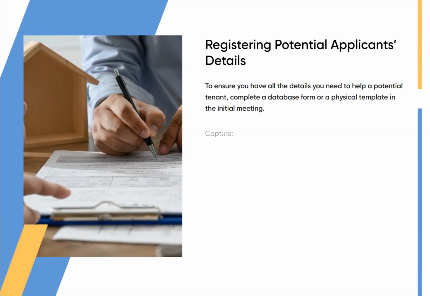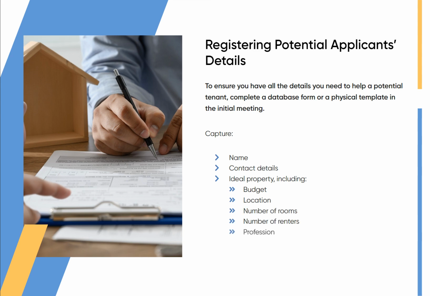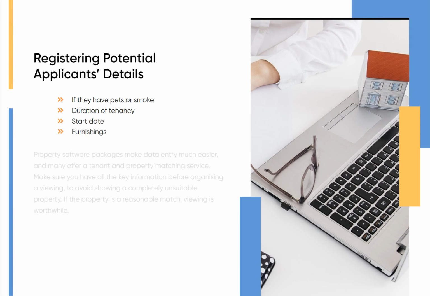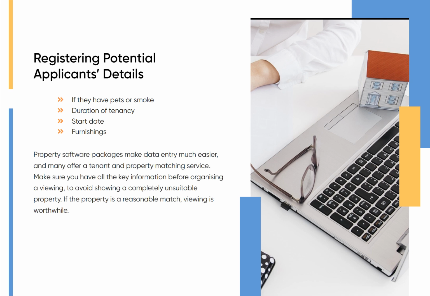Registering potential applicants' details. To ensure you have all the details you need to help a potential tenant, complete a database form or a physical template in the initial meeting. Capture name, contact details, ideal property including budget, location, number of rooms, number of renters, profession. If they have pets or smoke, duration of tenancy, start date, furnishings.